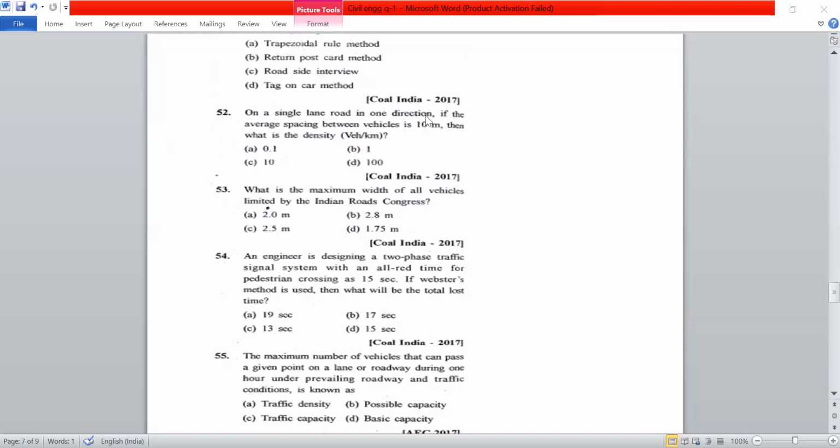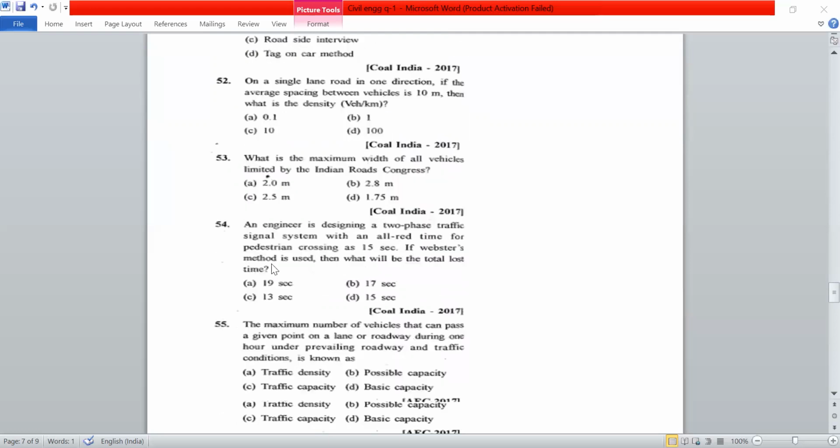On a single lane road in one direction, if the average spacing between vehicles is 10 meter, then what is the density? So I have explained in the previous video, K is equal to 1000 divided by S, where S is the spacing. 1000 divided by 10 is 100. Maximum width of all vehicles limited by the IRC is 2.5.